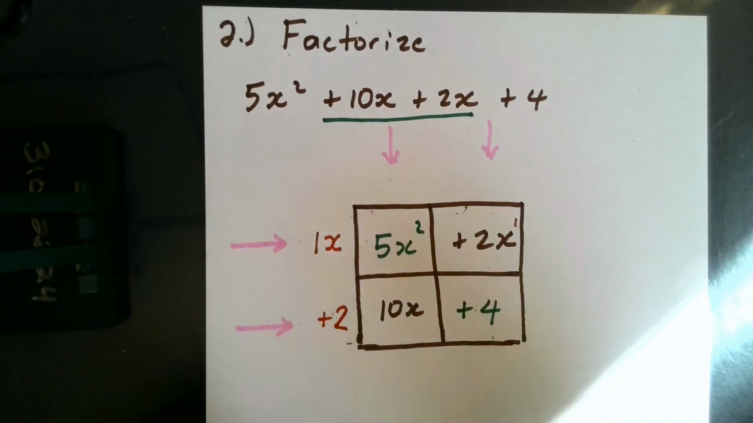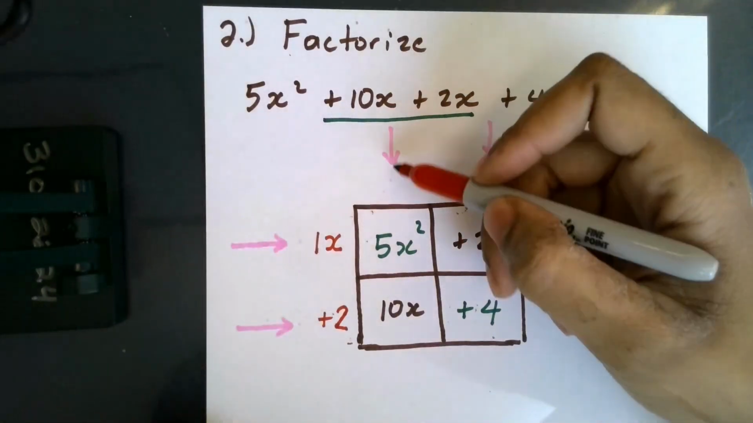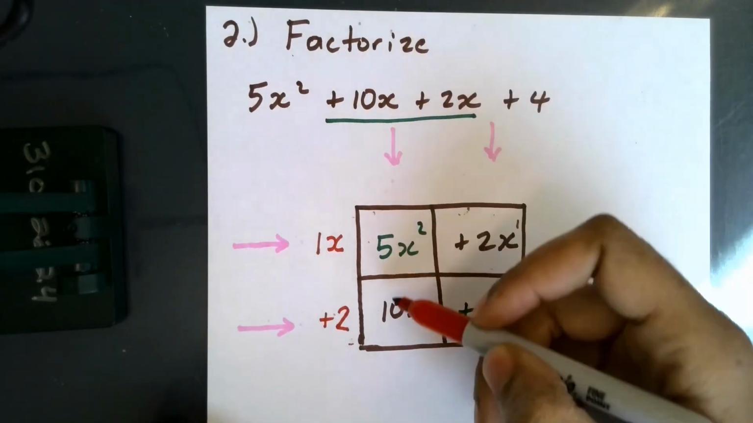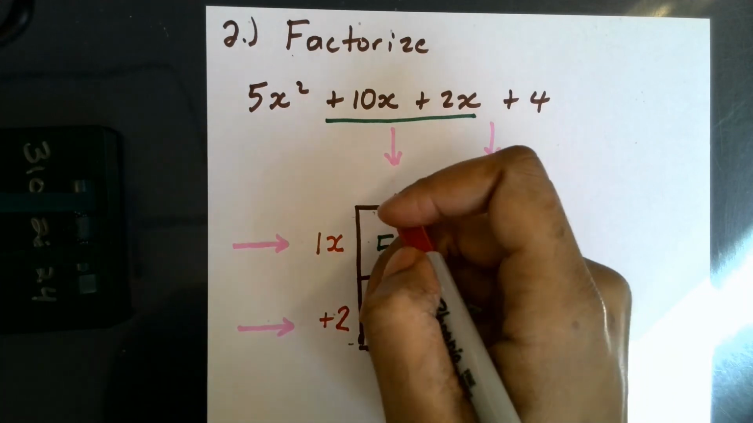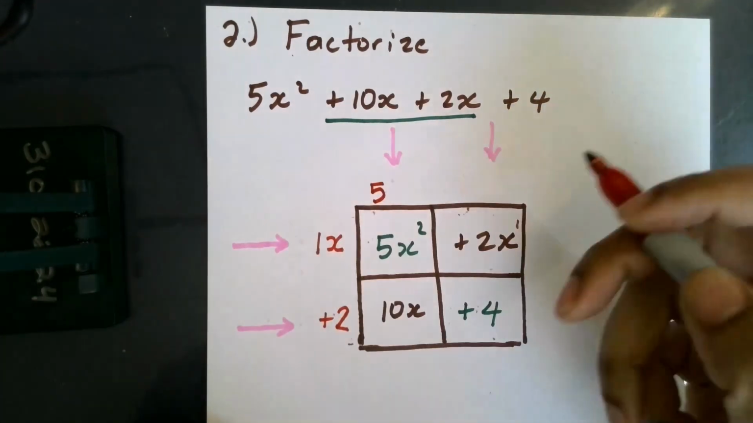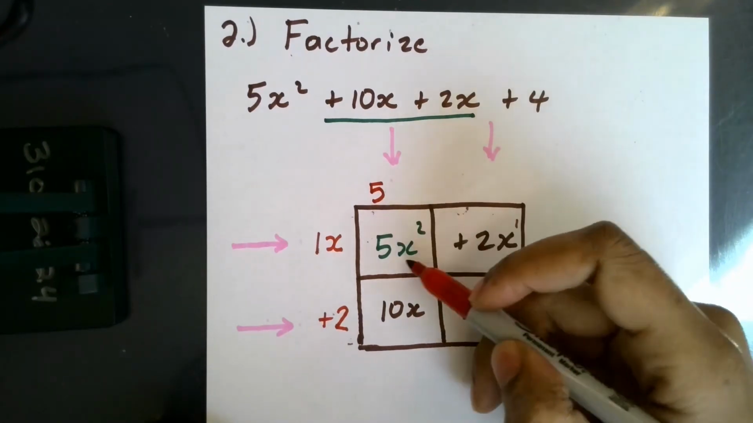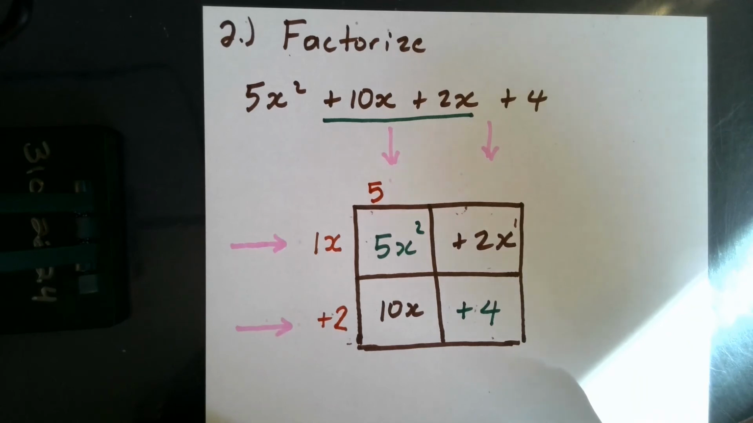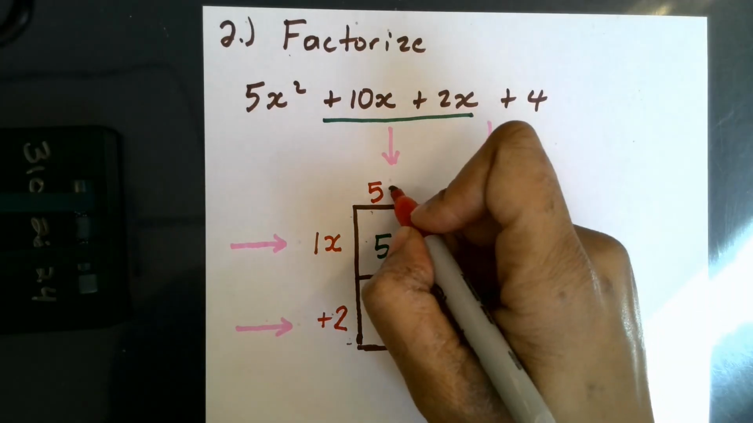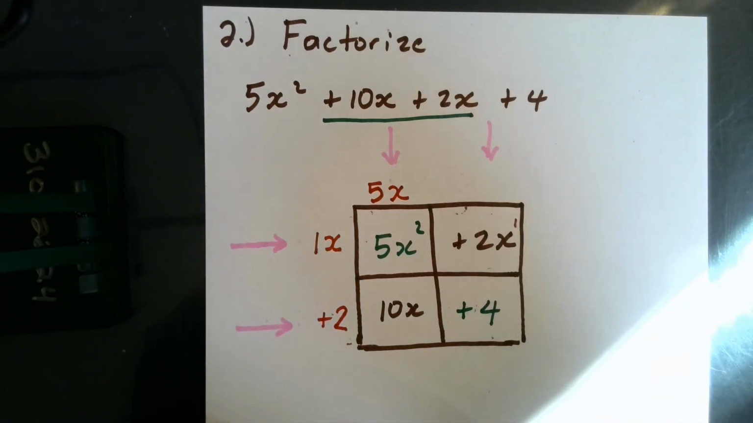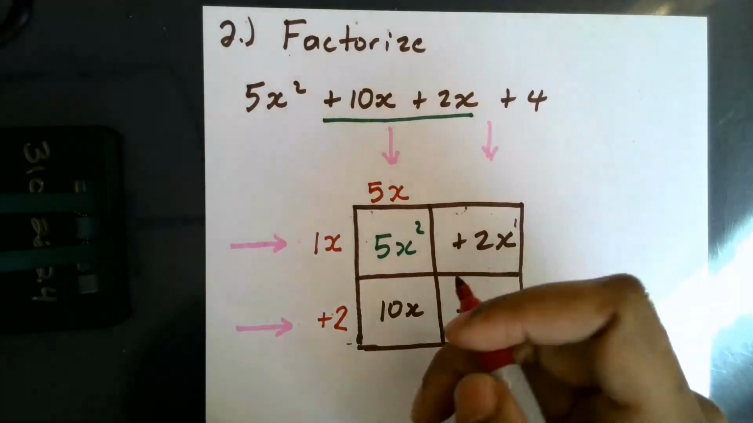In this direction, our GCF of 5 and 10 is obviously 5. Our GCF of x squared and x is x. We choose the x variable with the smallest exponent.